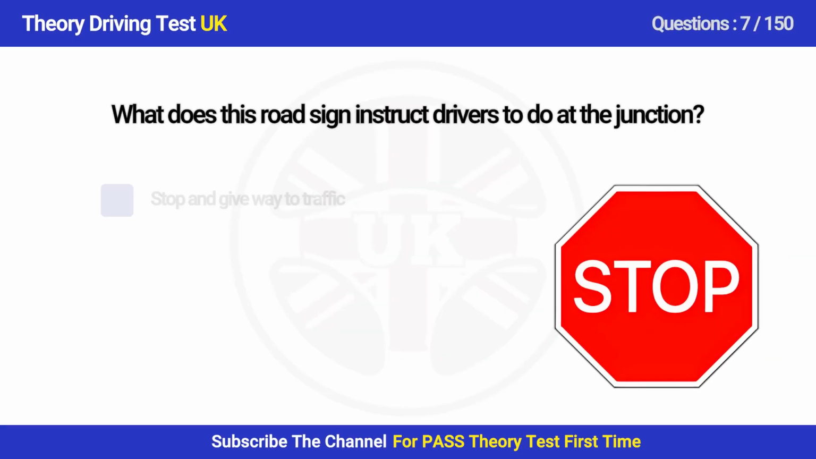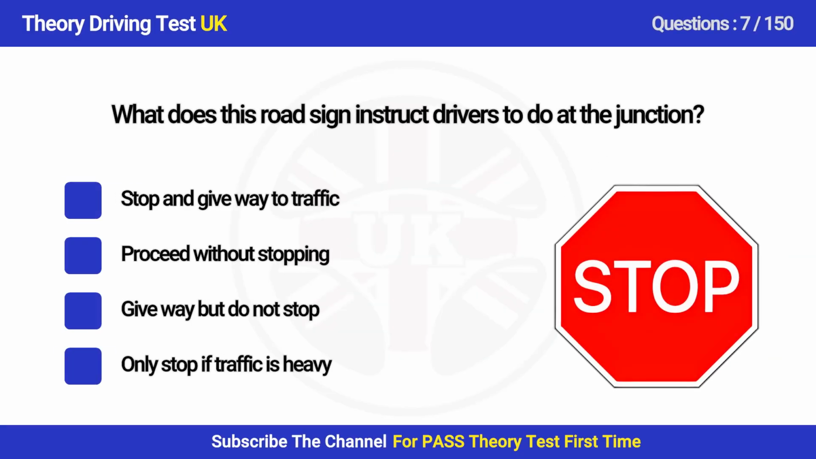Question 7. What does this road sign instruct drivers to do at the junction? A. Stop and give way to traffic. B. Proceed without stopping. C. Give way but do not stop. D. Only stop if traffic is heavy.